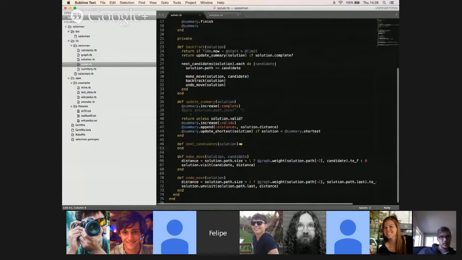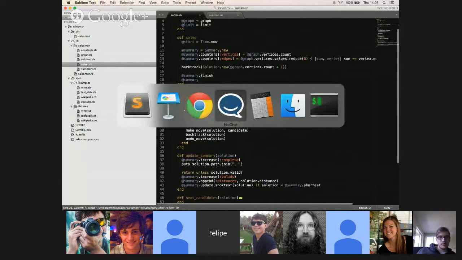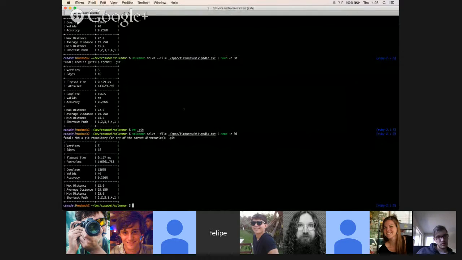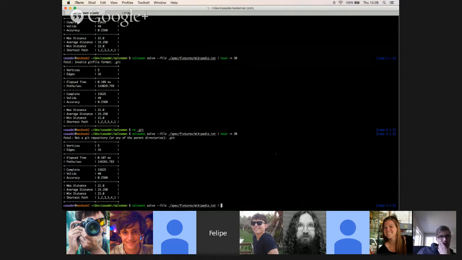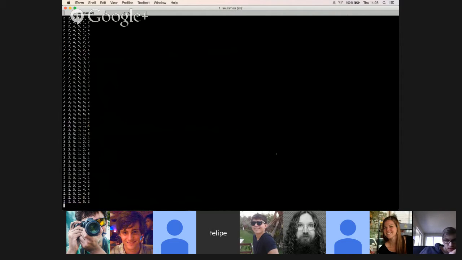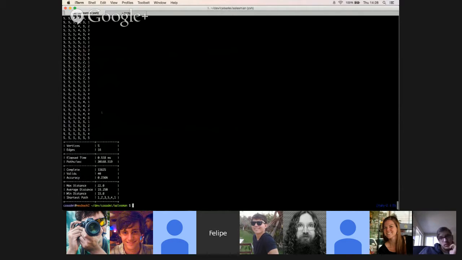I will print the path to show the number of complete paths that this will generate. I will choose a small sample of that because it's a lot of files, and let's go. So it's made all possible combinations of these vertices, starting from any point, traversing all other cities and getting back to the origin.